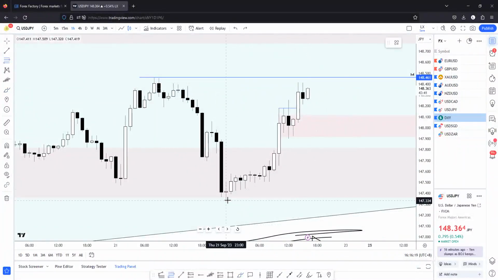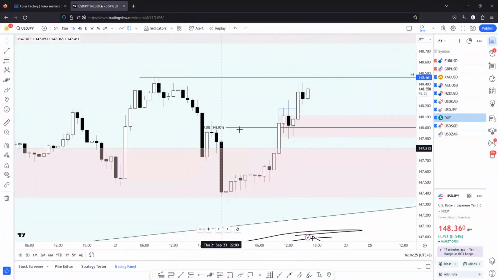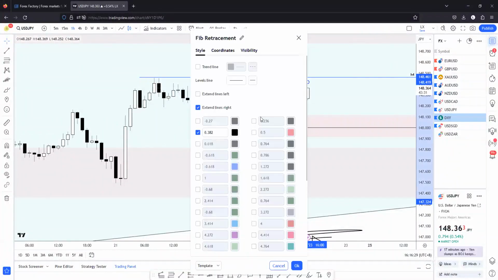So what we can do is also use a retracement level to see if there's any retracement that lines up with the zone. So for Fibonacci retracement, you can see the 38.2%. These are all the default levels.